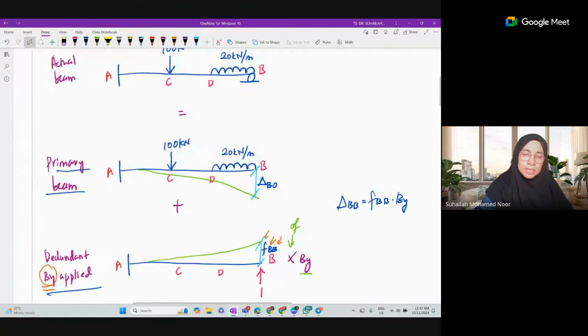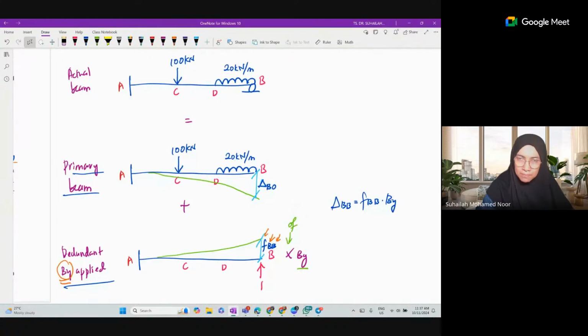Okay, so the compatibility equation is actually a displacement equation, but we don't say displacement equation. We say compatibility equation. The compatibility equation will be written based on the redundant position. Okay, the redundant position refers to B. It is the position for each system.